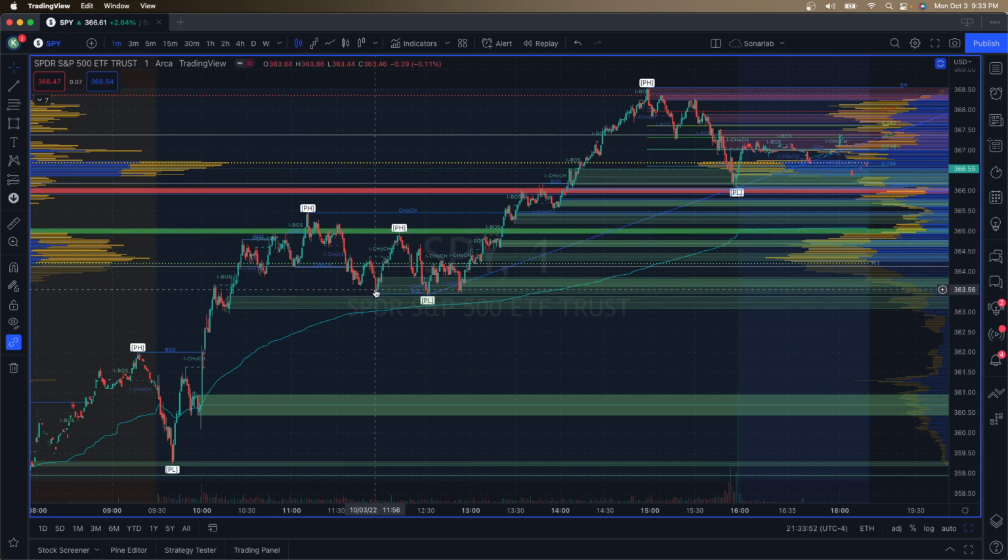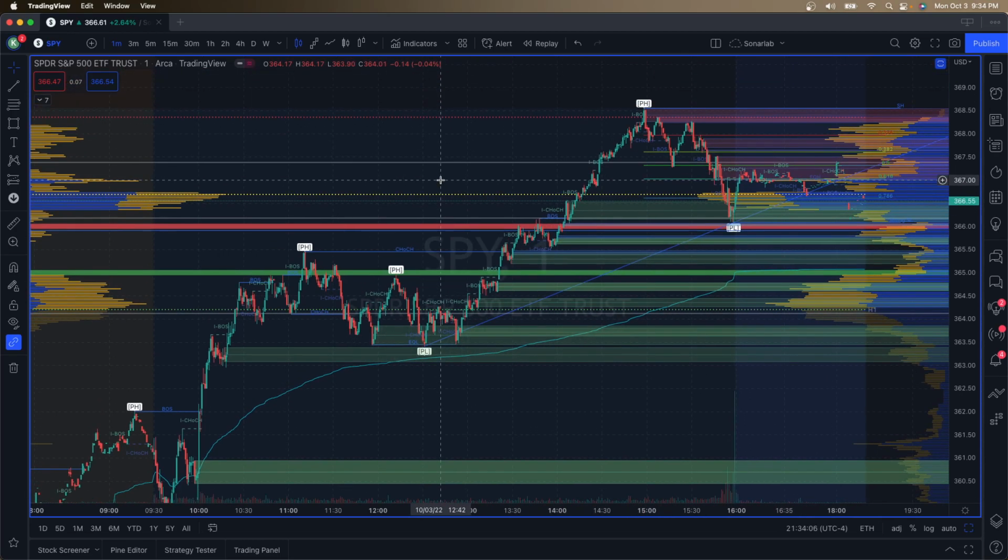And then as we fall down into order blocks, we're going to look to take longs back up to those levels, especially if it's a green level. That means market makers are buying there. If it's the red, we have to be a little bit more leery, but market makers can be defeated. Their levels get defeated all the time.